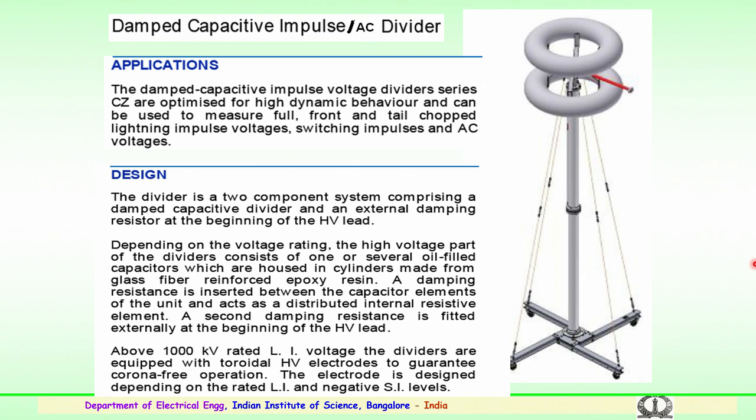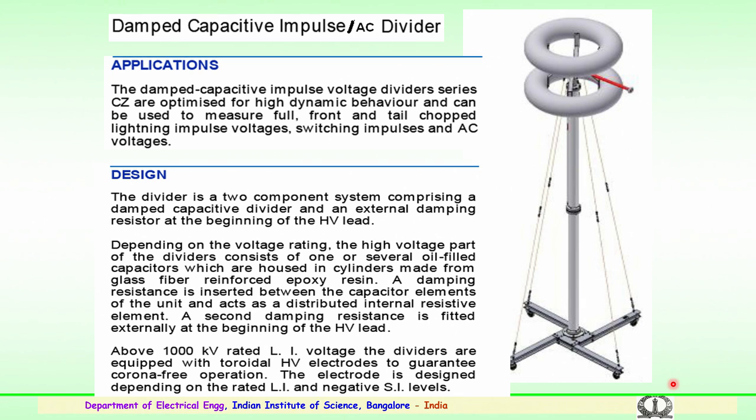A damping resistance is normally inserted between the capacitor elements of the unit, which acts as a distributed internal resistive element. This is to be noted. A second damping resistance is also used, and this resistance is fitted externally at the beginning of the high voltage lead, here at the beginning of the high voltage lead.